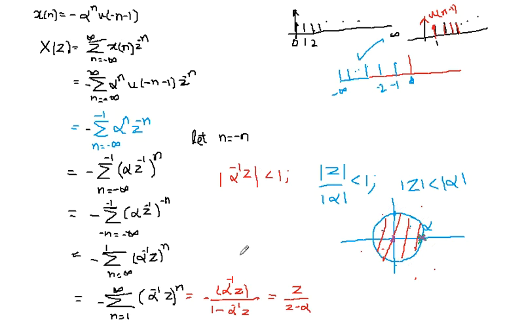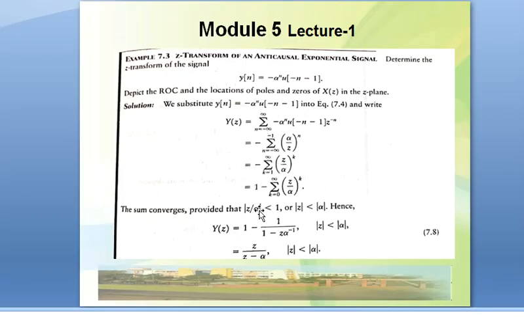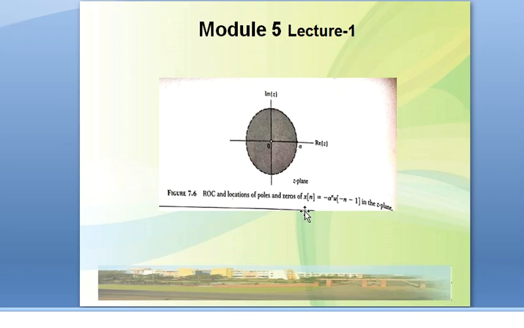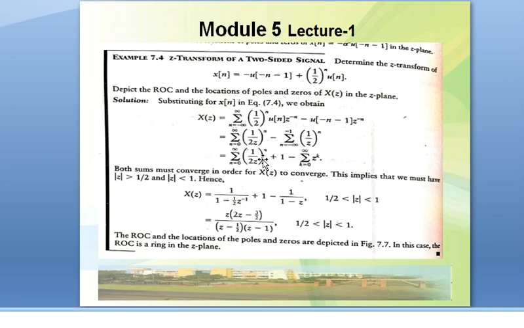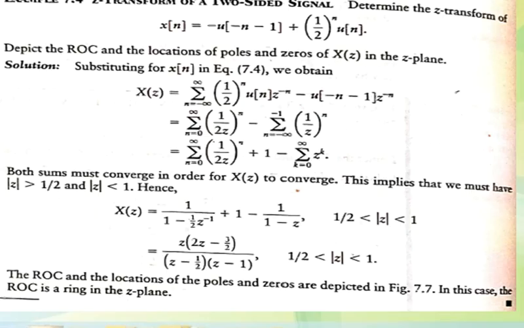Then this is regarding the solution of minus alpha raised to n u of minus n minus 1, which shows in this way. Similarly, it has been solved but with a different method, but I hope this one, the solved one, you have understood. And ROC is inside of the circle rather than outside for the right-handed sequences, but it is a left-handed sequence, it is inside. Now similarly, let's see the next problem. The next problem is this way. So let's see how this works.